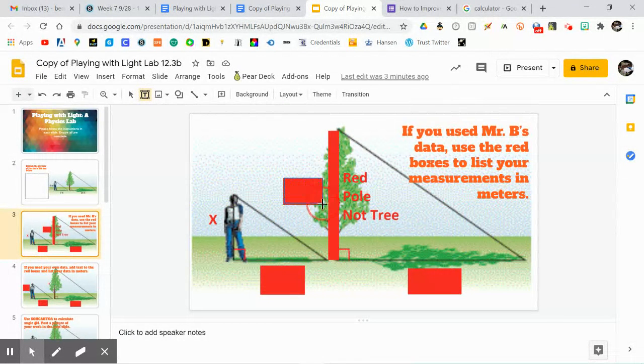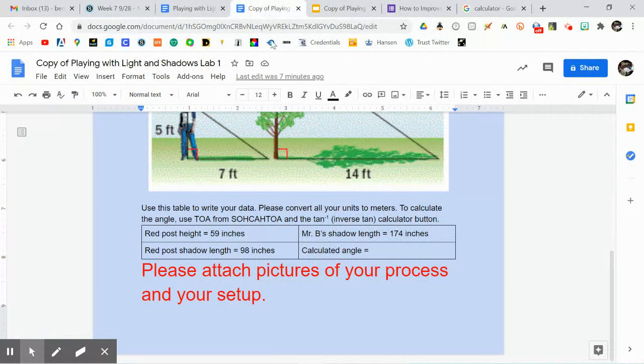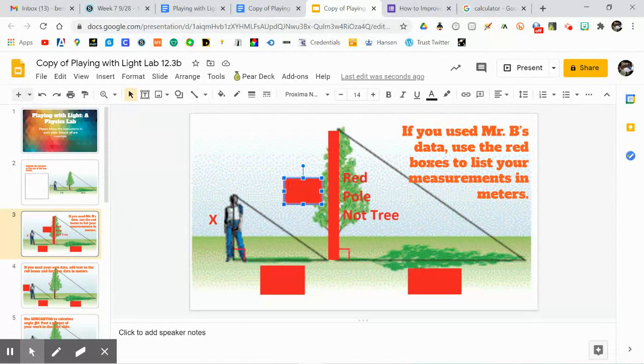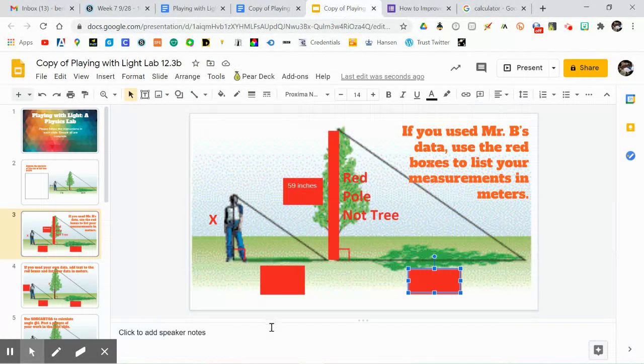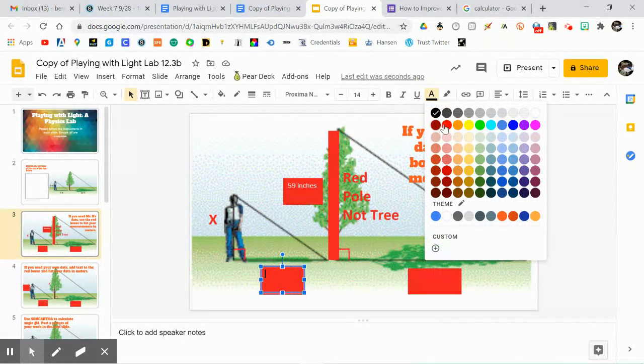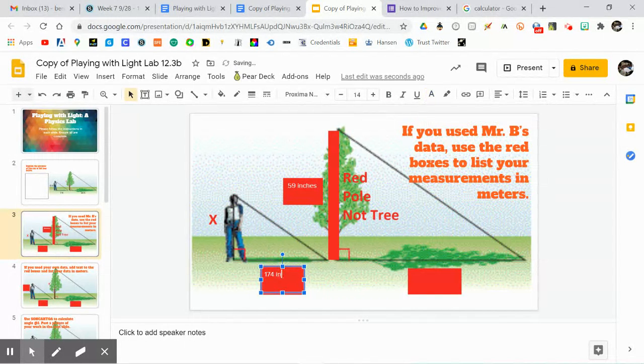So the red pole, not tree. The height of the red pole is 59 inches. And then Mr. B's shadow is, let me put a box right there, and then another box over here. It says that the shadow is 174 inches. So Mr. B's shadow length is 174 inches.